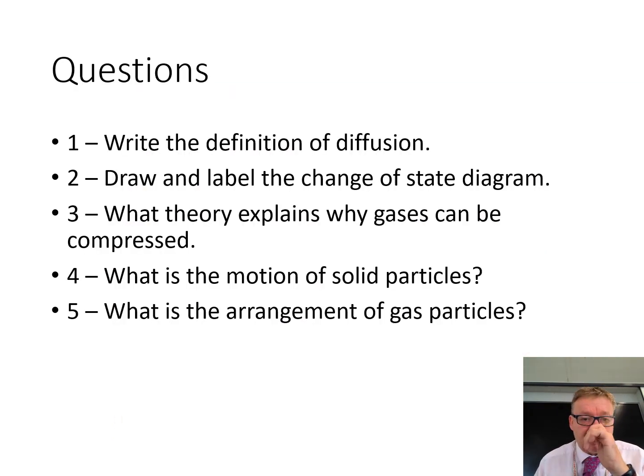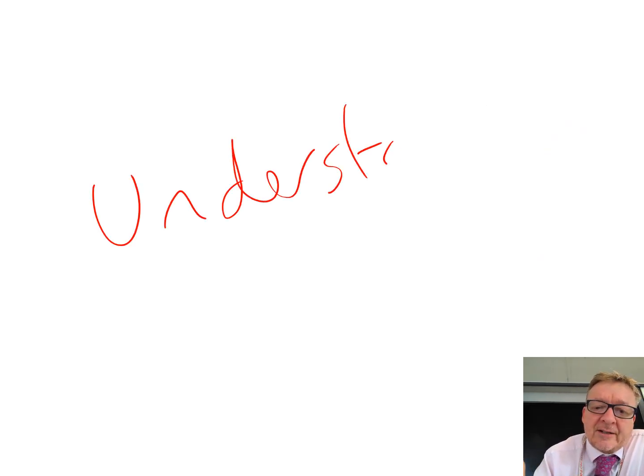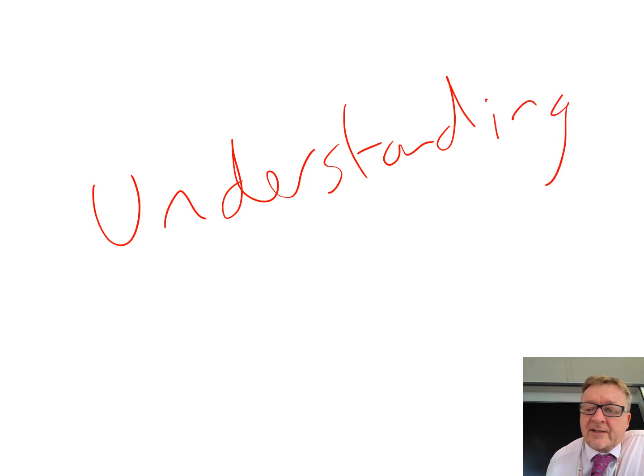Now your questions. You need to write out these questions into your exercise book. Question 1: write down a definition of diffusion, a sentence. Number 2: draw and label the change of state diagram, which is your triangle. What theory explains why gases can be compressed? Two words. What is the motion of solid particles, and what is the arrangement of gas particles? Those are quite short. Now what you've got to do is go for your understanding. You need to understand exactly what is talked about in this video, and if you don't understand something, go back and have another look at it.